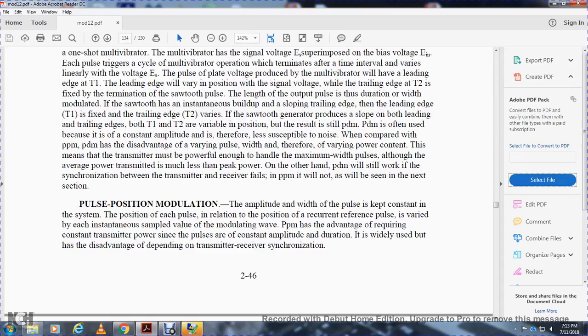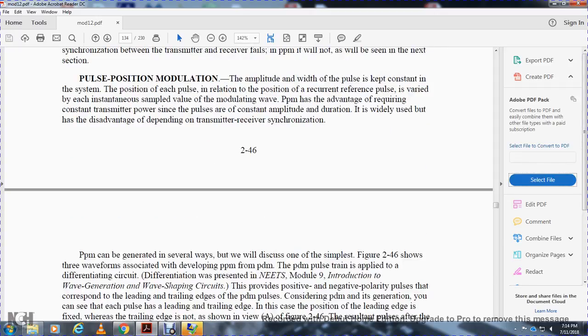Alright, pulse position modulation. The amplitude and width of the pulse are kept constant while the pulse position shifts. Each pulse's position relative to the recurrent reference pulse varies with each instantaneous sample of the modulating wave. Pulse position modulation has the advantage of requiring constant transmitter power since the pulses have constant amplitude. It is widely used but has the disadvantage of depending on transmitter-receiver synchronization.